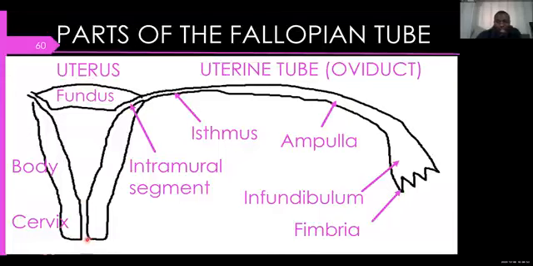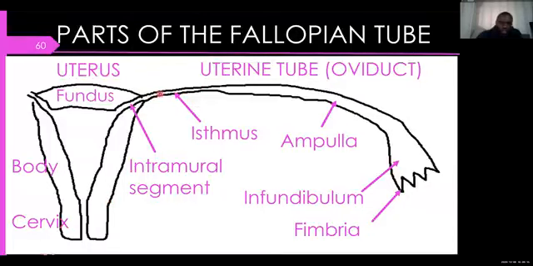The cervical canal has 2 openings. The upper opening is called the internal os. The lower opening is called the external os. The junction between the body and the cervix is called the isthmus of the uterus. Same spelling as this one, except this is isthmus of the fallopian tube. This is isthmus of the uterus.